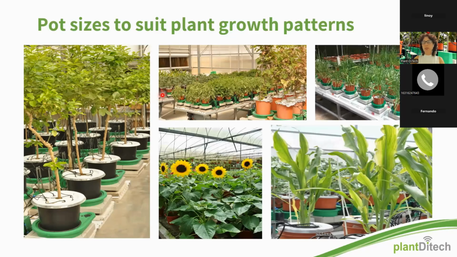Another element which could also be a limiting factor for pot trials is the pot size, because if we don't take care to provide a suitable pot size, then the plant can come to stress at a point that we didn't plan for it to come into stress.